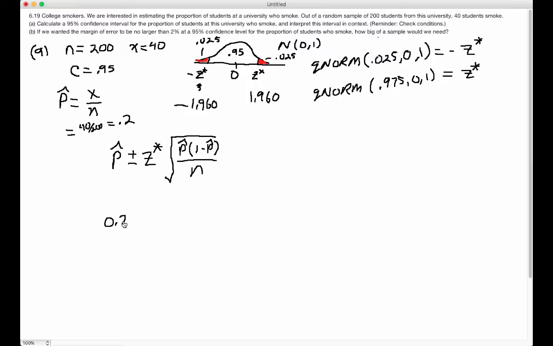So 0.2 plus or minus our z star, which is 1.960, we'll just go 1.96, times the square root of p hat, which is 0.2, times 1 minus p hat, which hopefully you see as being 0.8. I'll do some arithmetic in my head whenever possible. All of that divided by our sample size, which is 200.